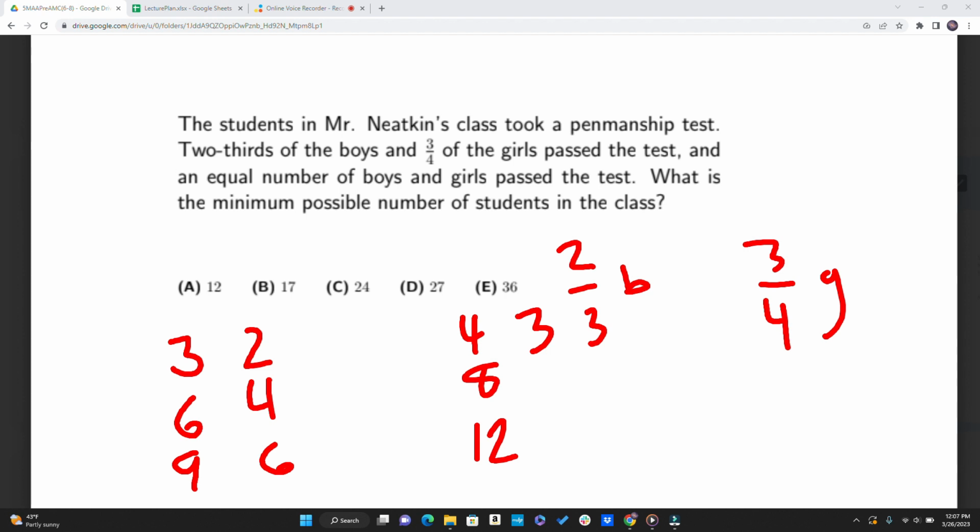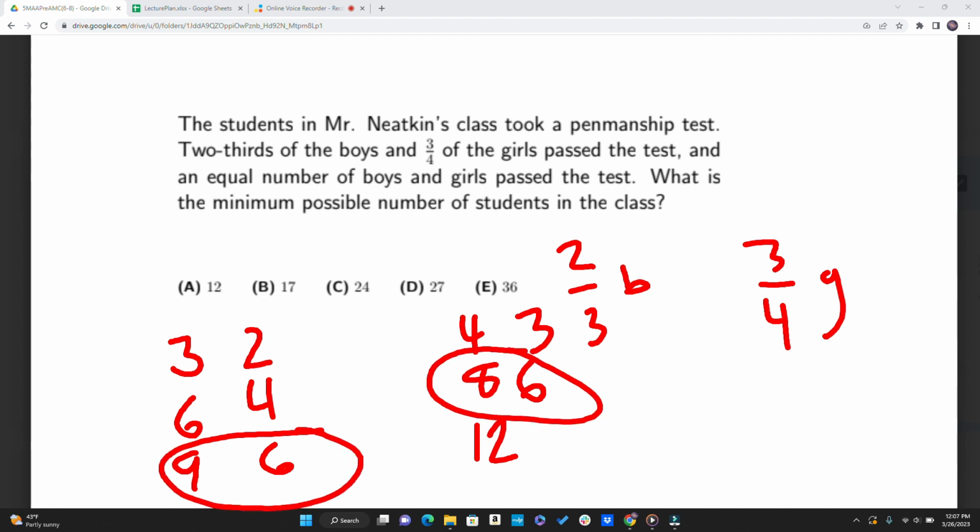And look, now we've gotten somewhere. We have here where there's 6 boys who pass the test, and here where there's 6 girls who pass the test. And so that's an equal number of boys and girls, right? So that means we could have 9 boys and 8 girls, with 6 boys passing the test and 6 girls passing the test, which is what we wanted. So how many students is that total? If there's 9 boys and 8 girls, 9 plus 8 means 17 students.